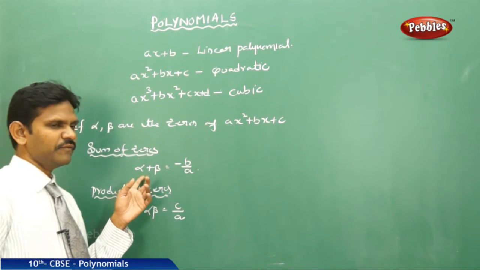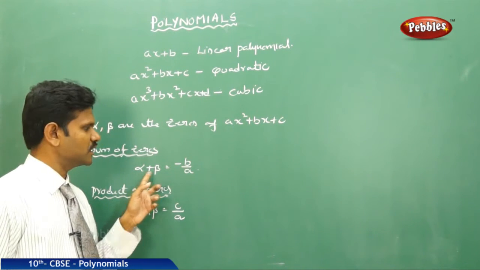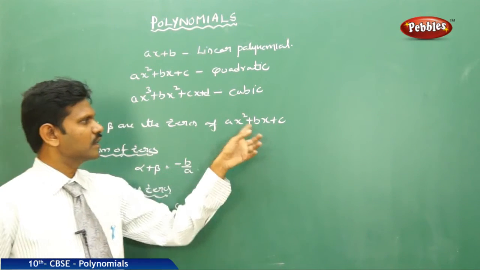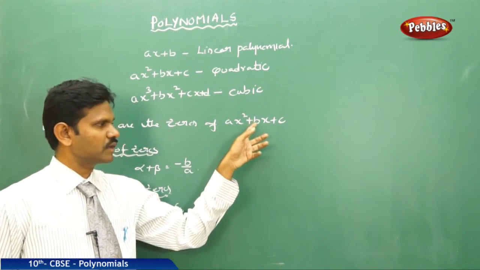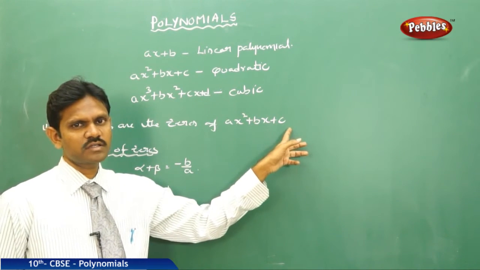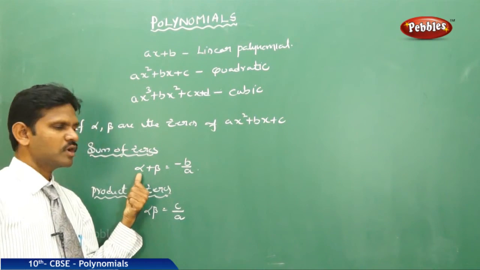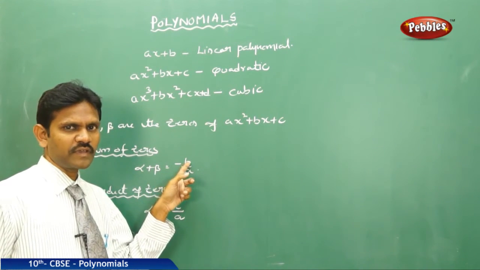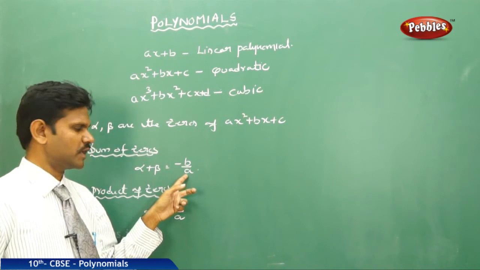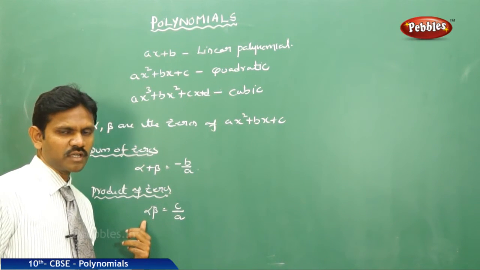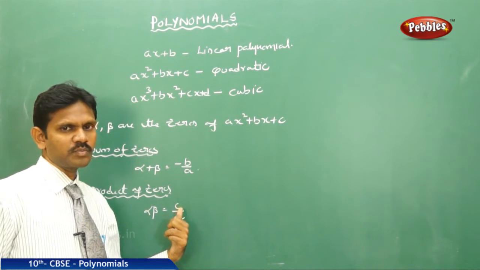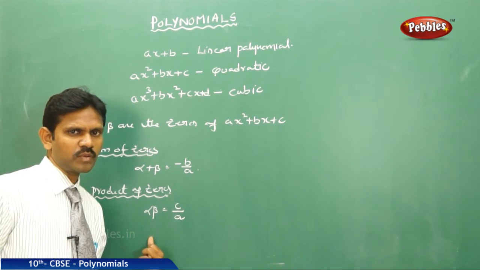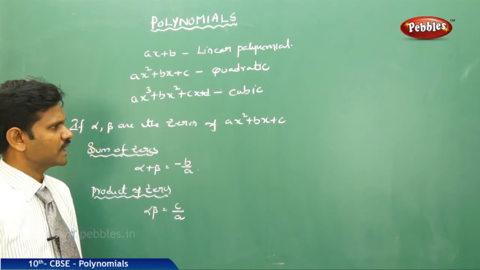That is, alpha plus beta, the sum of the zeros, is minus b by a. In the quadratic polynomial, a is the coefficient of x square, b is the coefficient of x, and c is the constant. Therefore the sum of the zeros is equal to minus coefficient of x by coefficient of x square, and the product of the zeros is equal to constant by coefficient of x square. Depending on these two formulas, we will do some examples. Let us see that.